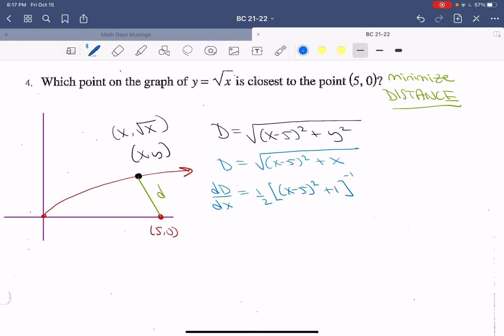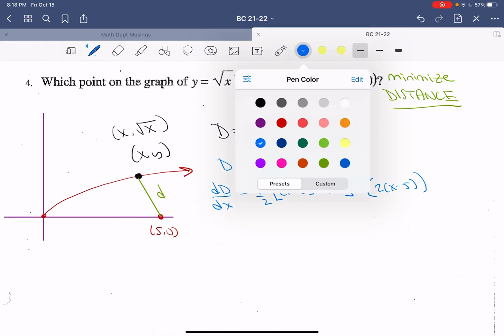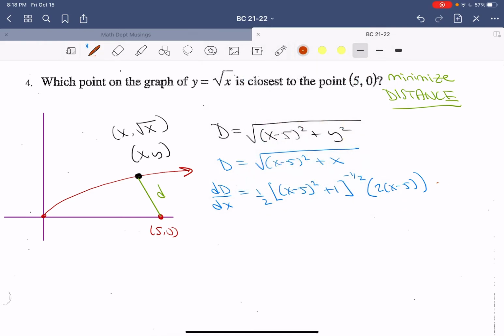All to the negative 1/2, and then times the derivative of the inner, 2 times x minus 5, right? Okay, now the thing is, I'm going to have to set this equal to 0 to solve for first derivative critical points. And I'm looking at this, and my eyeball is clearly telling me that I could probably clean this up to make my life a whole lot easier.